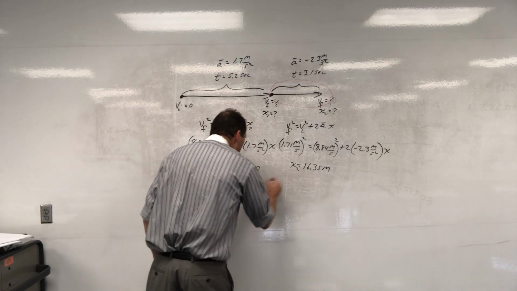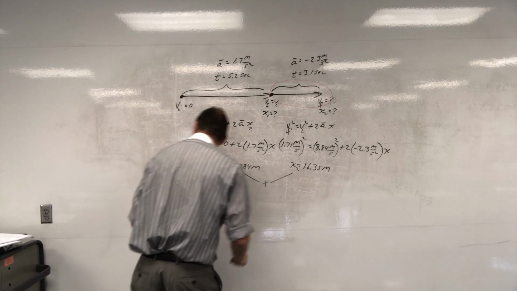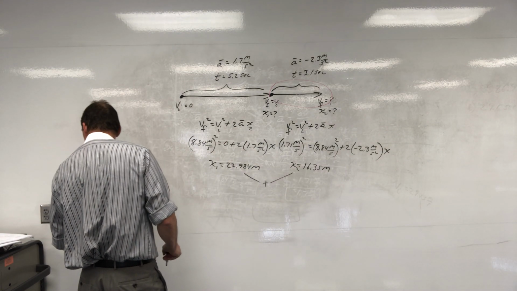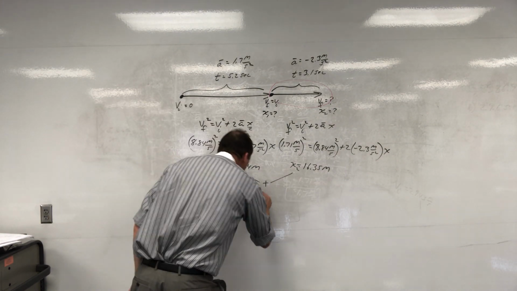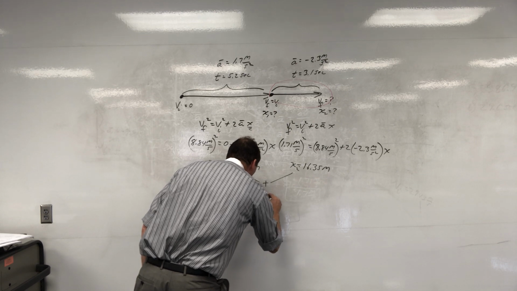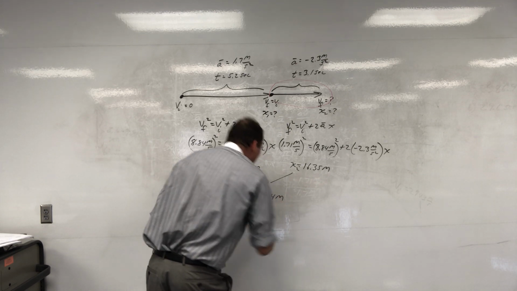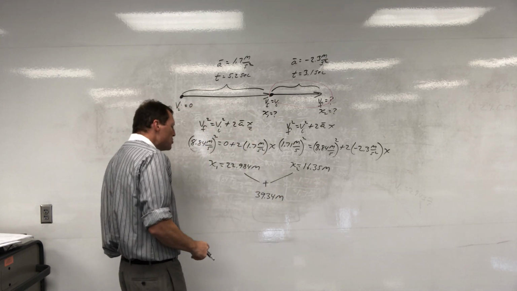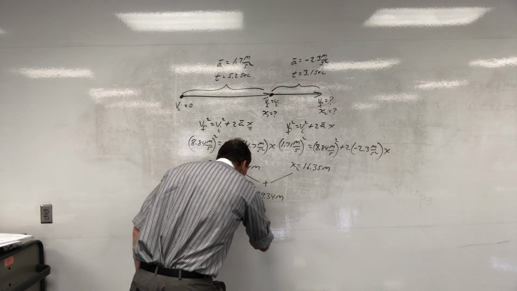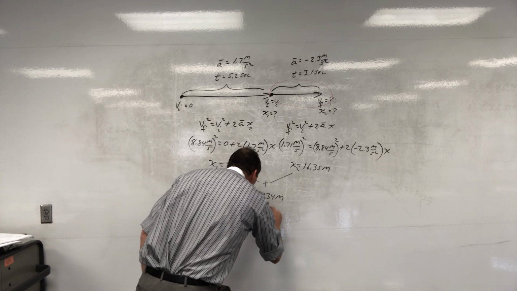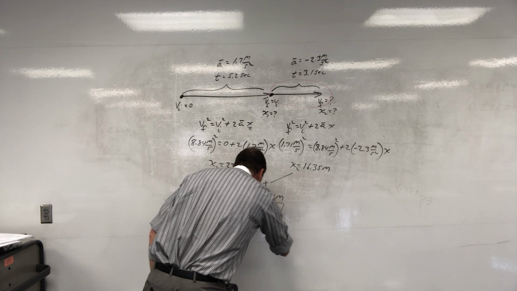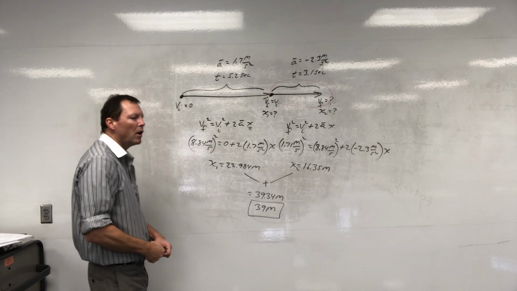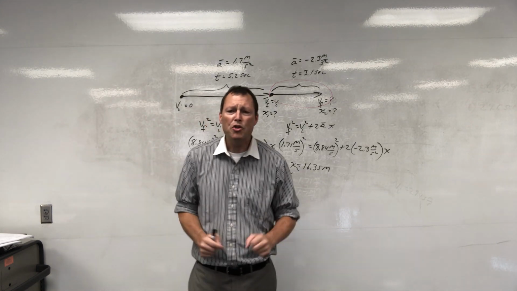When we add those two together, we're going to end up with 39.34 meters. And again, I'll just round off to two significant digits, so I'd round off to 39 meters. So there we go. A good two-part problem.